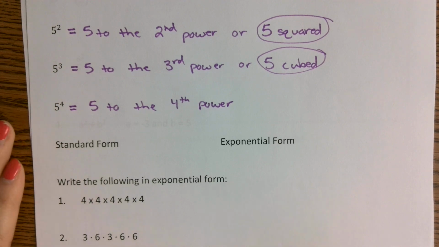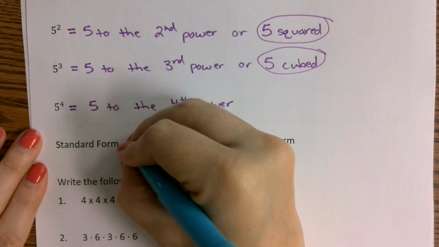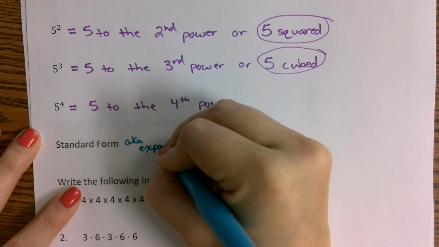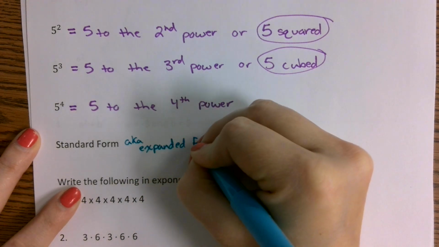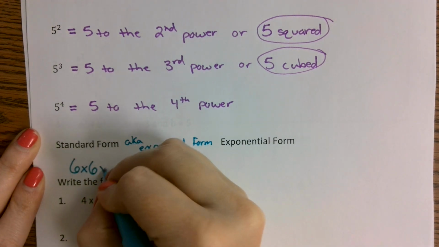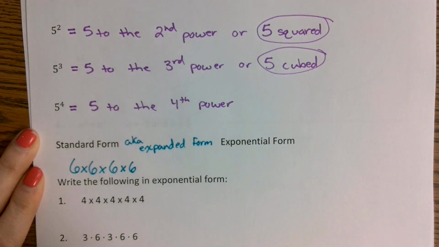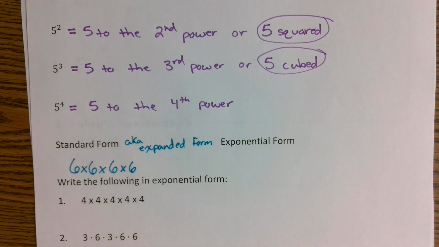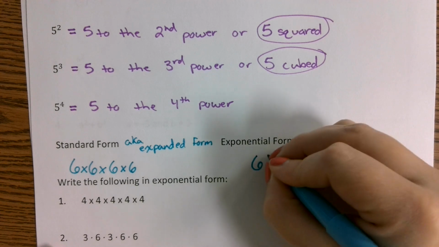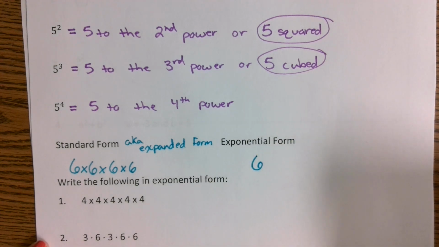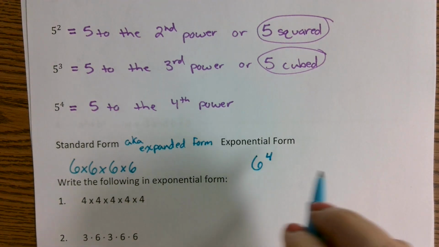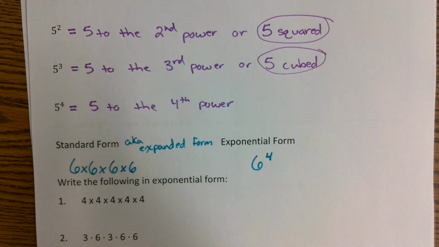Okay, now standard form. Standard form is also known as expanded form. Expanded form, meaning over and over multiplication. So if I say 6 times 6 times 6 times 6, that is standard form or expanded form. In exponential form, it would be 6 to what power? To the 4th. 6 to the 4th power would be 6 times 6 times 6 times 6.